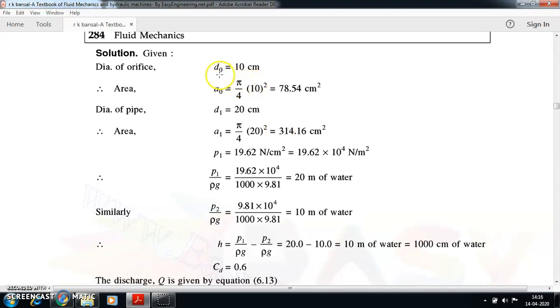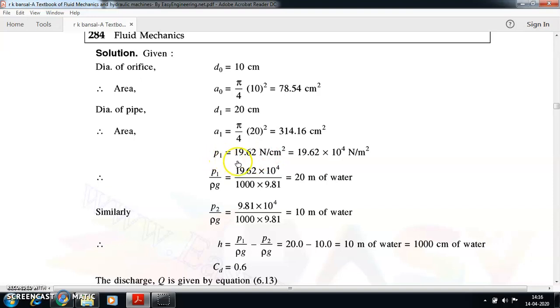D0, the orifice diameter, is given to you. Find the area, pi by 4, 10 square. D1, the pipe diameter, section 1 diameter, is given to you, 20 centimeter. Find the area, pi by 4, 20 square. Keep it in meter square, that is much better. He has worked in centimeters, okay? Because the pressure he next converts into Newton per meter square, and you will get confused with these units and make a mess of it. So please convert this into meters, okay?